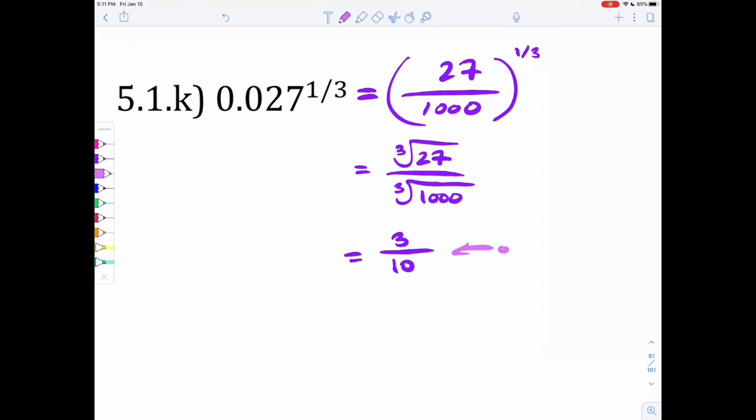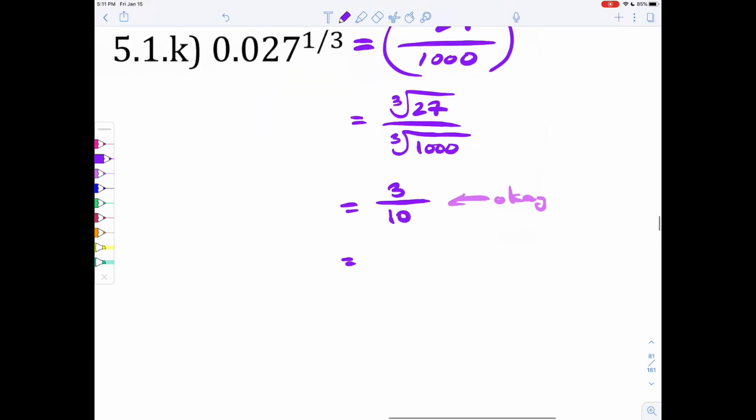This form is okay. But generally speaking, it's good to put it back in the form it was given to us. It was given to us as a decimal, so we should represent it as a decimal if we can. If it was given to us as a fraction, represent it as a fraction. In this case, we can represent this as an exact decimal, and that is 0.3.